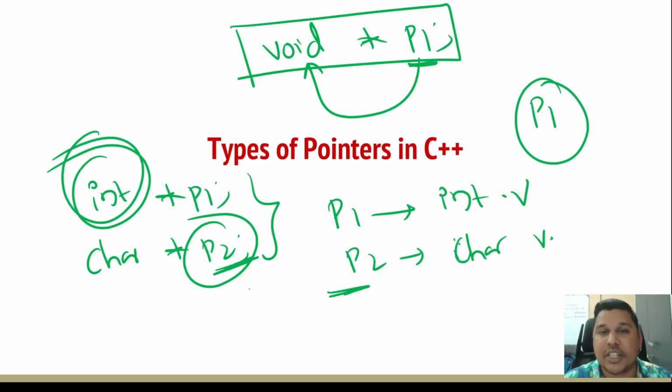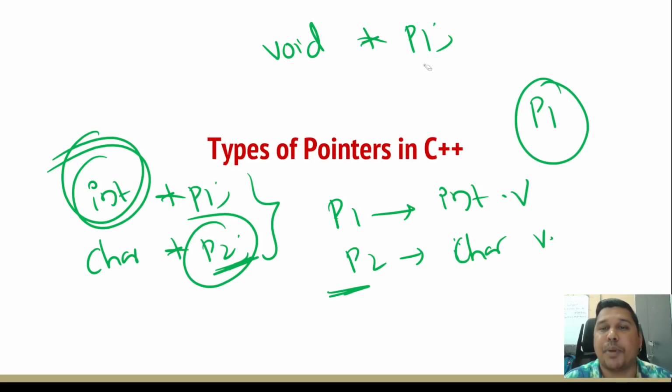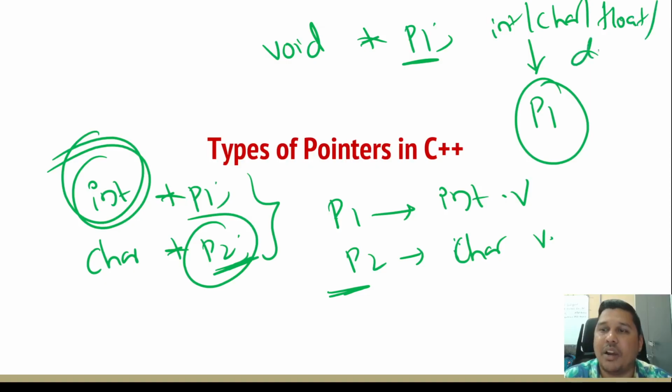Same way, when I declare a pointer as void star p1, this p1 is free, it is freely available for everybody in the program. This p1 can be used to store address of any other variable. P1 can store address of any variable of any data type like int or char or float or double or whatever data types you have, right. This p1 now is a free variable because we have declared it as void.